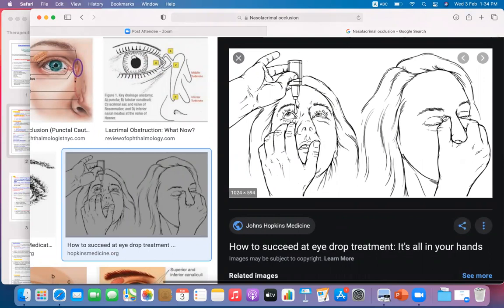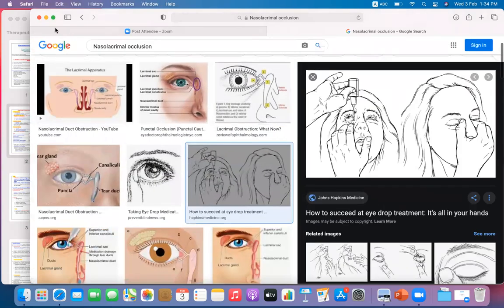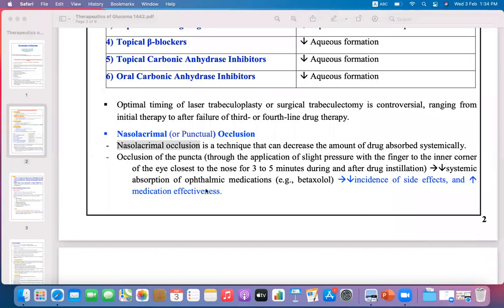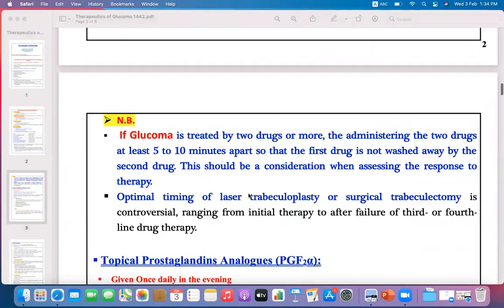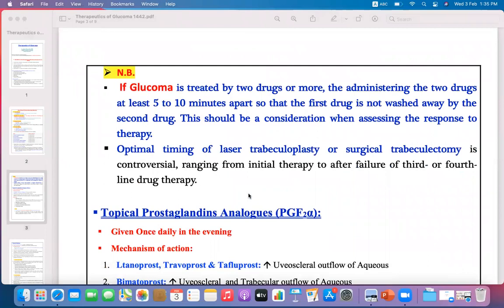So this technique is called nasolacrimal occlusion. There is one important note.